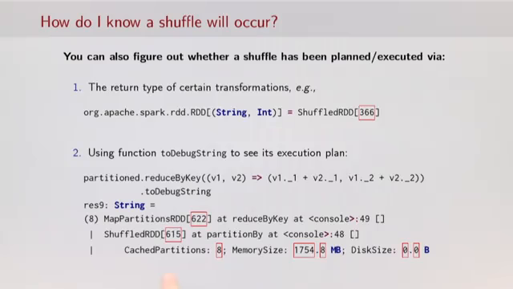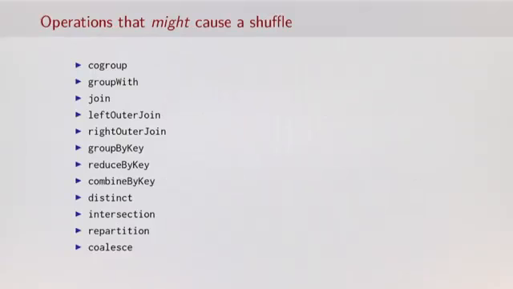There's also this very handy method called toDebugString that you can call on an RDD to see its execution plan. This will give all kinds of information about how your job is planned, and you can keep an eye out for warning signs like these shuffled RDDs here. But perhaps the best thing to do is just to keep in mind which operations might cause a shuffle. You can usually tell by logically thinking through what the method does. In any case, here's a handy list of operations that might cause a shuffle.